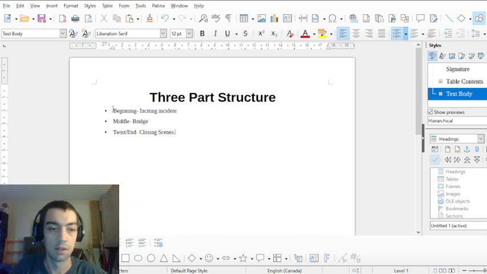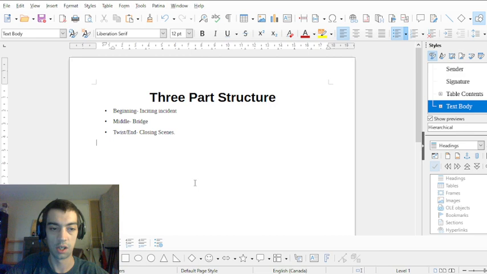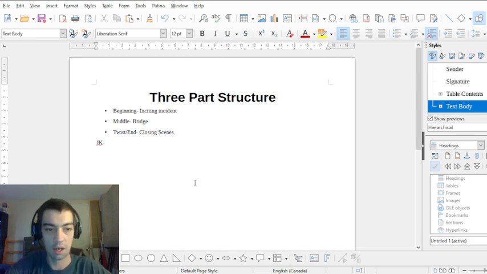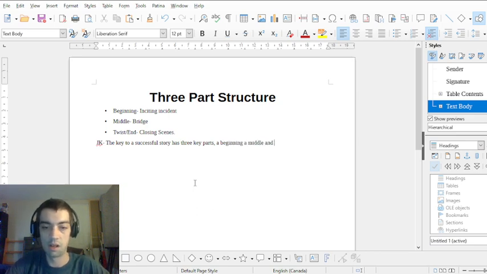Now, the reason you'll see that I put beginning, middle, and twist rather than end is actually a bit of J.K. Rowling here. They had a way of saying that the key to a successful story has three key parts: a beginning, a middle, and an end. Okay?